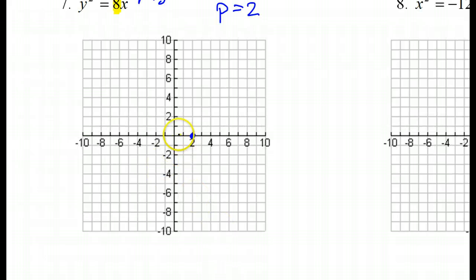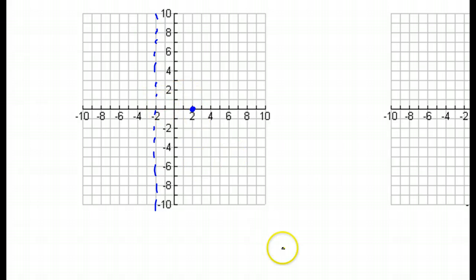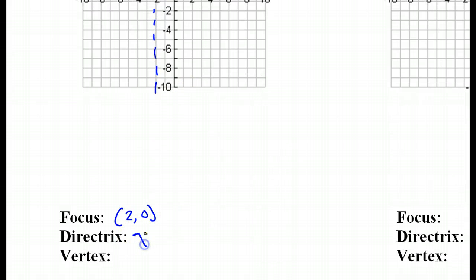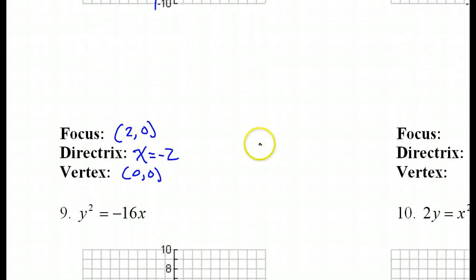I already know the directrix will be on the opposite side. So that is x equals negative 2. The vertex is still (0, 0).